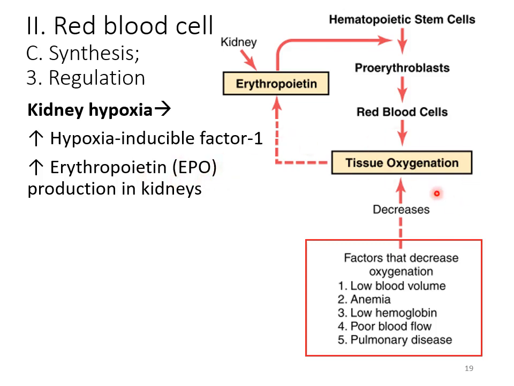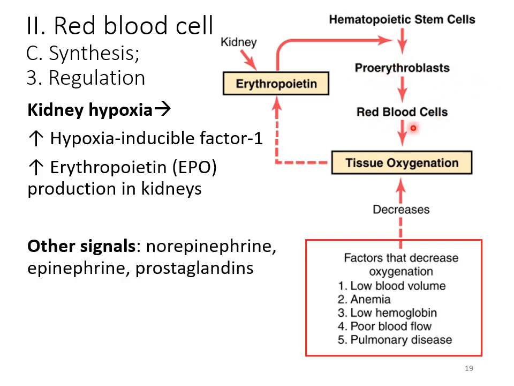So again, a low oxygenation level in the tissues, or hypoxia, especially if it affects the kidneys, will increase hypoxia inducible factor 1 and increase erythropoietin production in the kidneys, and thus stimulate more differentiation of stem cells into erythroblasts, proerythroblasts, and then mature red blood cells.